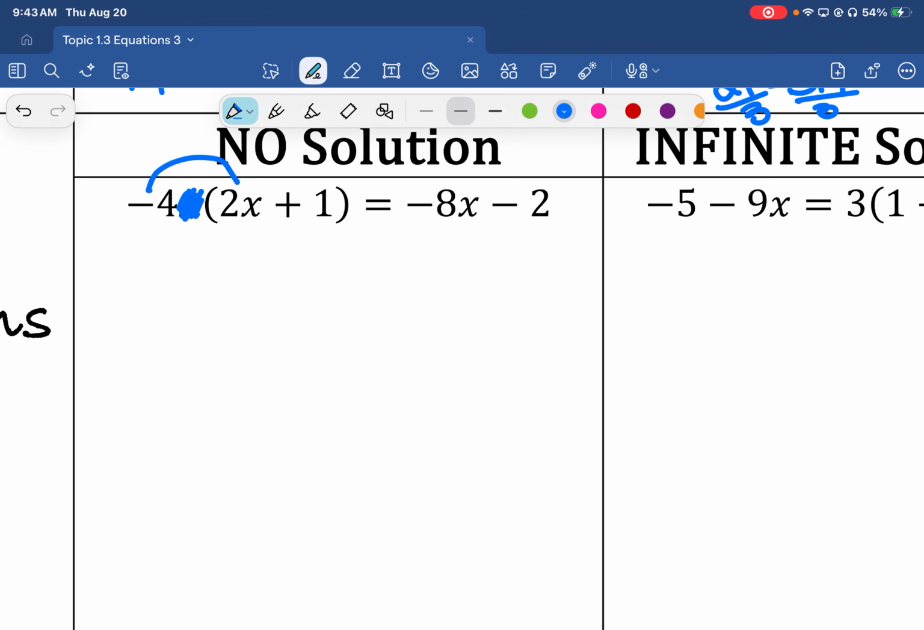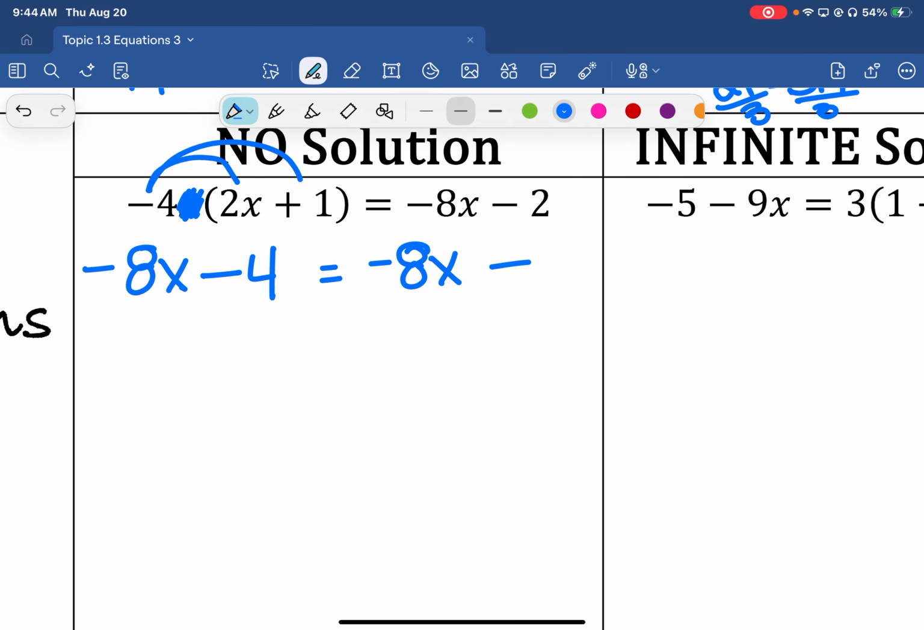What is negative 4 times 2x? Negative 8x. What is negative 4 times 1? Is anything else happening on the left side? Okay, on the right, is anything special happening with that? So I'm going to bring it down. Now, we need to combine or move things around the equal sign. So what should I do?